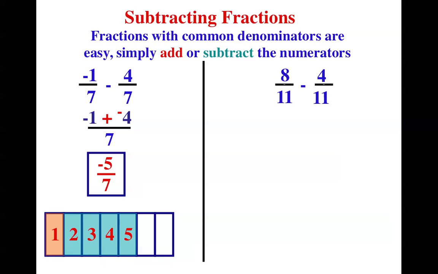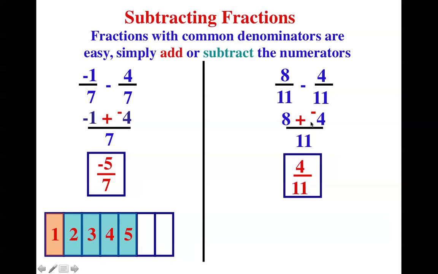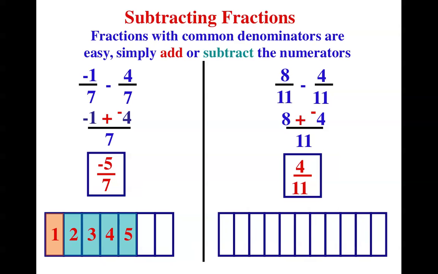5 negative sevenths. In this situation, I hope you notice, what am I going to do? I'm going to add, and the opposite of positive 4 is negative 4. So I'm going to get 8 plus negative 4, and I get the answer 4. If I had 8 and I took away 4, notice how many I'd have left.